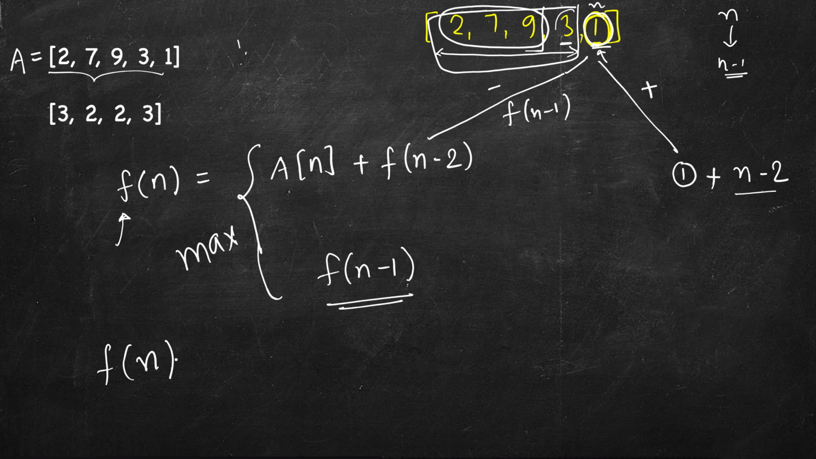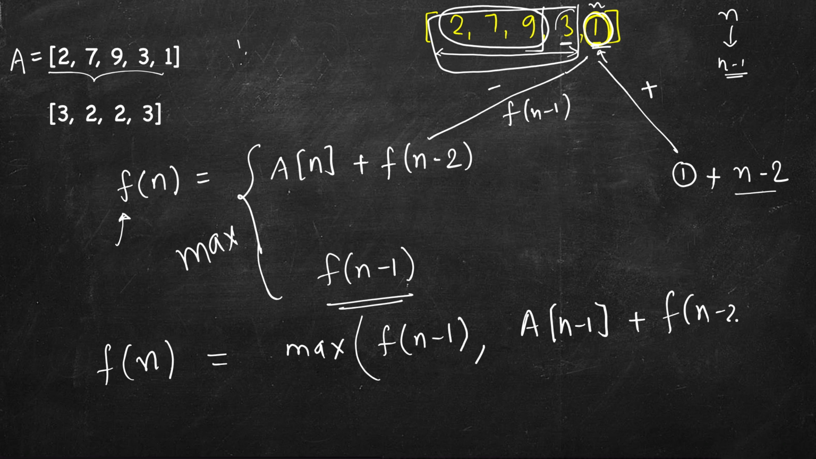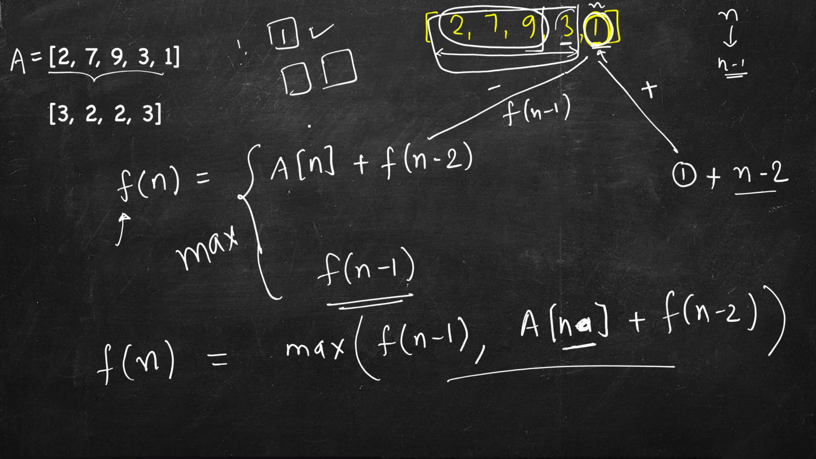So in terms of code, we can write fn equal to max of fn minus 1 and an minus 1 plus fn minus 2. So here I am taking actual index n minus 1, or let's take n only. So it's very simple, and this should work provided we have some base case, that is if there is just one element or just one house, then it will always rob that. If there are two houses, then max of these two. So these are the base cases.